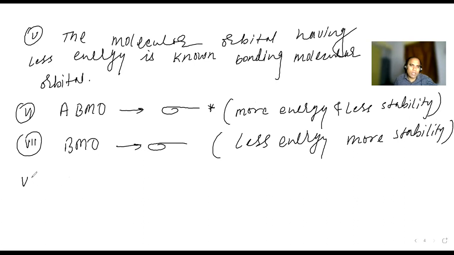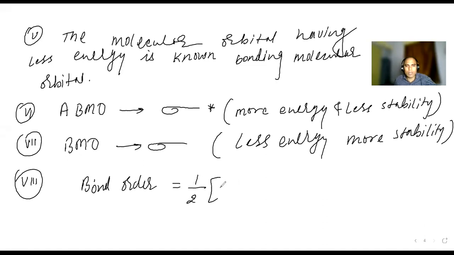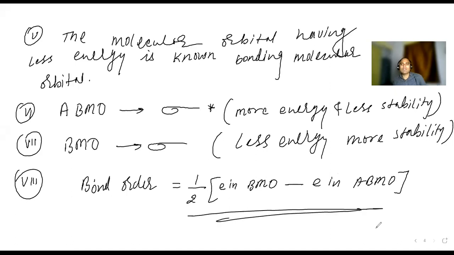The last point is bond order. How do we calculate bond order? It is 1/2 times the electrons in the bonding molecular orbital (BMO) minus the electrons in the antibonding molecular orbital (ABMO). This is the formula. So these many points make up the molecular orbital theory.